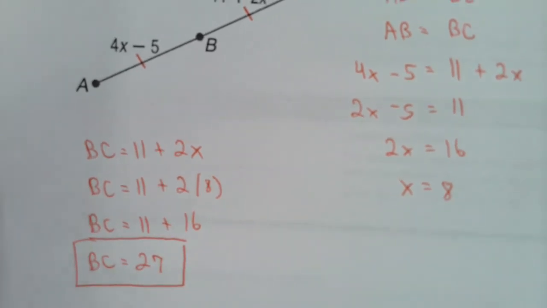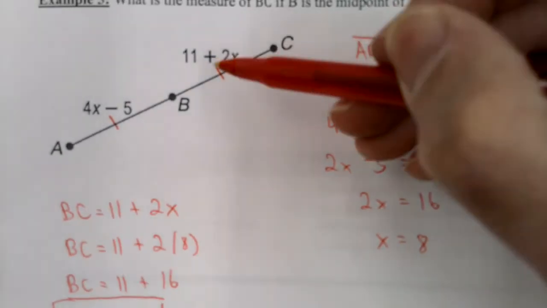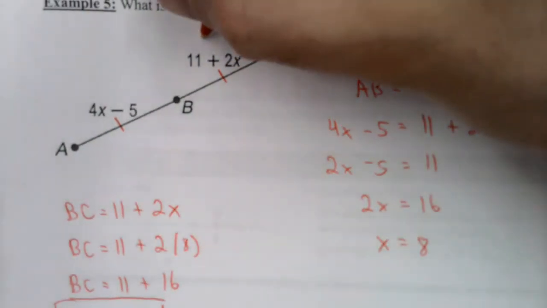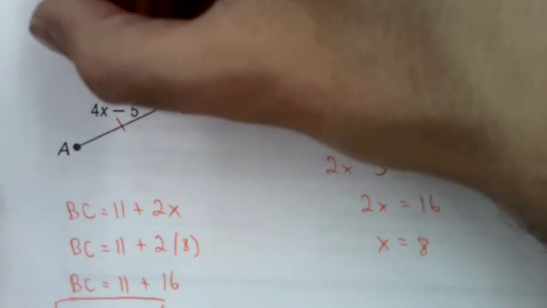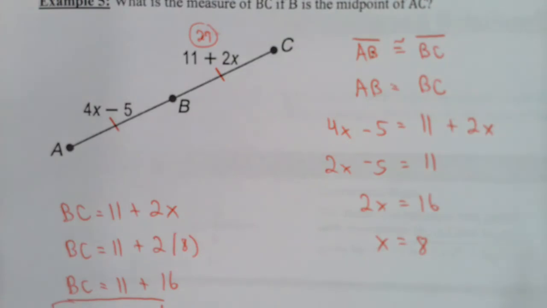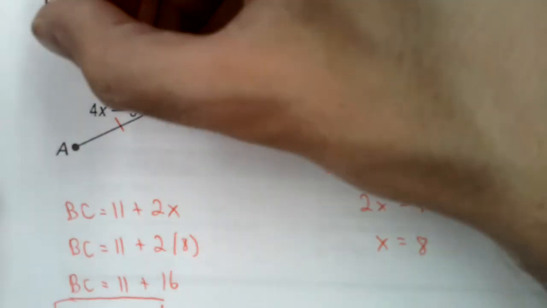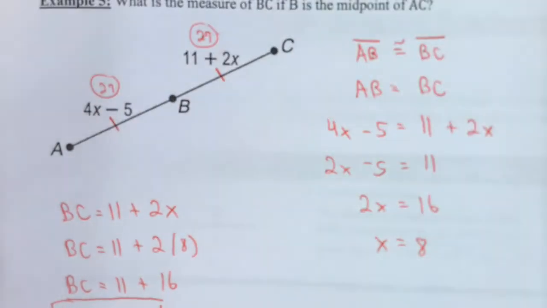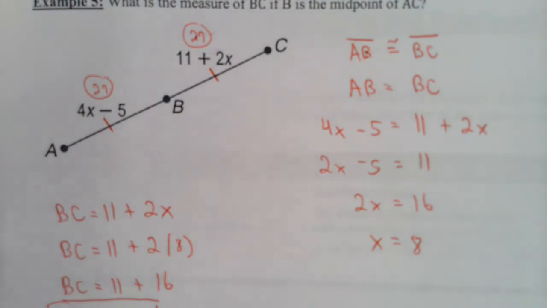You know what? Let's take 1 second and check over our answer, okay? If we just got that BC is 27, then this should also be 27. AB should also be 27 because it's a midpoint, so they should be equal. So let's just check that. 4 times x, 4 times 8 is 32. Minus 5 is 27. So, yeah, that works. That's how you can check over your answer.